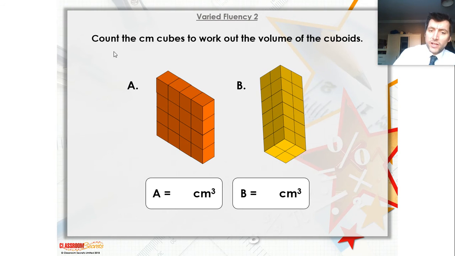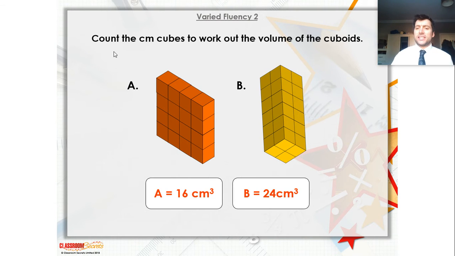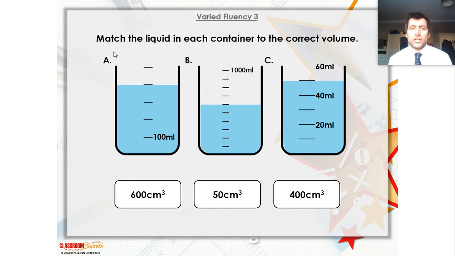Well done if you've spotted the first one is 4 times 4 times 1, which is 16. And then the second one is 2 times 6 times 2, so 2 times 6 is 12, times 2 is 24. Well done if you spotted those two guys. Okay, next ones, guys, we'll have a look.